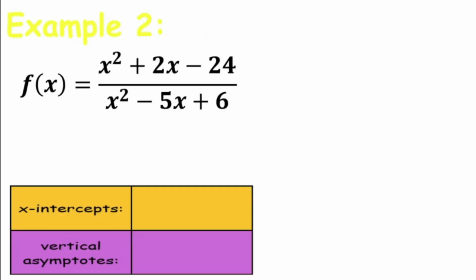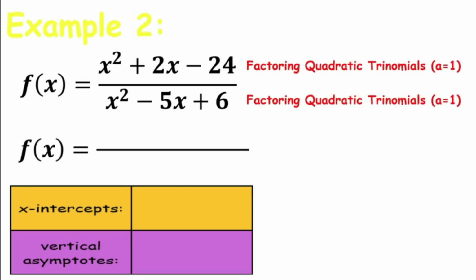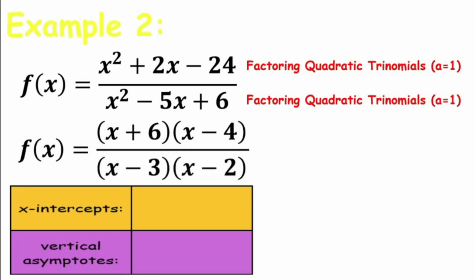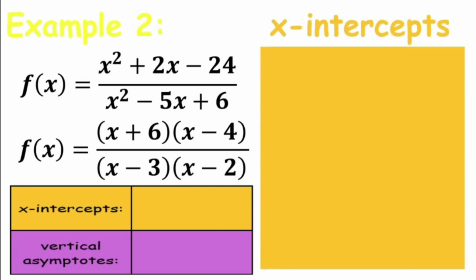Example 2. This time, the numerator and the denominator are both quadratic. The first attempt that you're going to do when dealing with a quadratic expression is to factor it. The factored form of the numerator is x plus 6 times x minus 4, and the factored form of the denominator is x minus 3 times x minus 2. To solve for the x-intercepts, equate each factor of the numerator to 0, then solve for x.